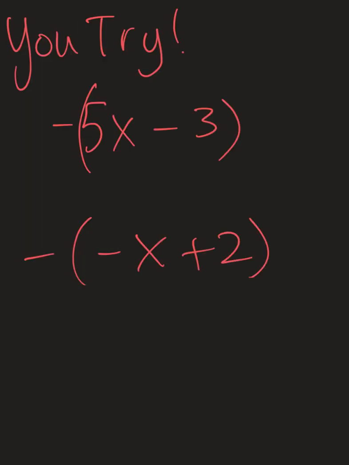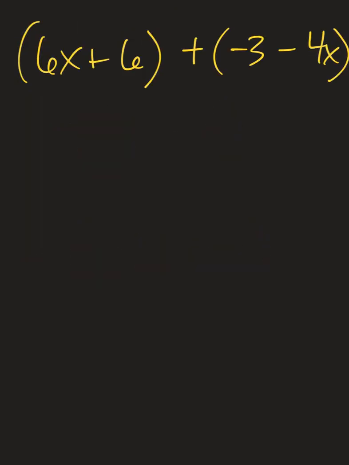Now I want you to try, give it a shot. As I mentioned at the beginning of the video, you are going to be adding and subtracting linear expressions. So here we have a plus sign in between the linear expressions. What makes it linear is that I don't have a value of x that has an exponent other than 1, or just a regular x, and it could possibly have some constants like this 6 or this -3 here, okay? So I have 6x plus 6 plus -3 minus 4x.